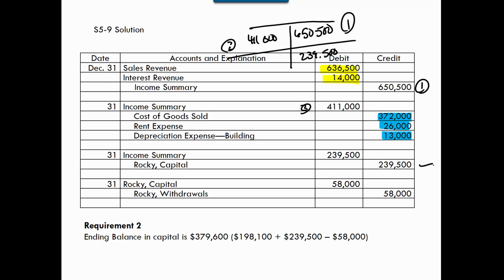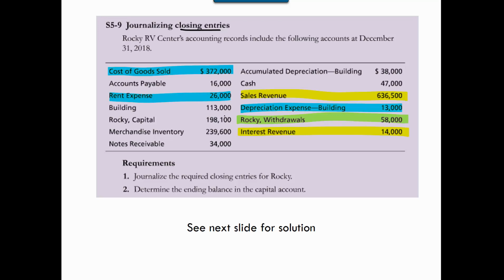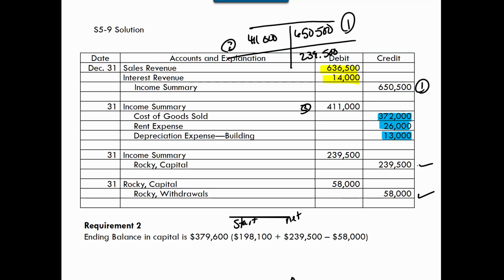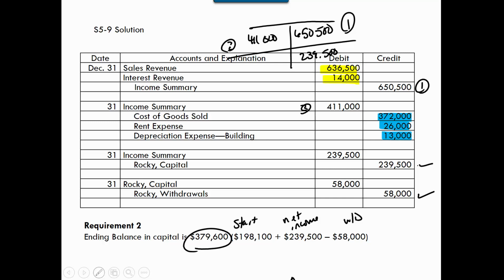And so here we're closing that to capital, and then we close the withdrawals. So the ending balance in capital, if we look back at this one, we started with $198.1. So here's my starting balance. And then I credited it capital right here for the net income. And then I subtracted off the withdrawals, so the new balance in the capital account is $379.6. And that's the number that I would carry forward to the balance sheet.